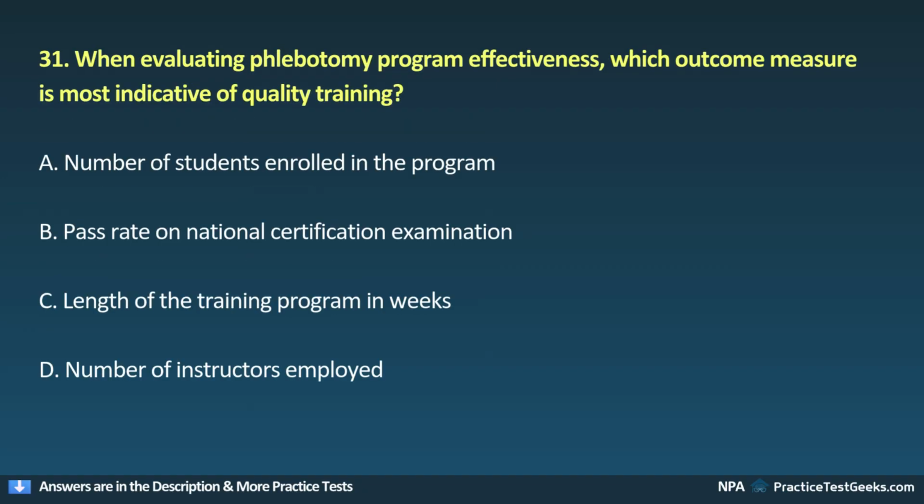31. When evaluating phlebotomy program effectiveness, which outcome measure is most indicative of quality training? A. Number of students enrolled in the program. B. Pass rate on national certification examination. C. Length of the training program in weeks. D. Number of instructors employed.